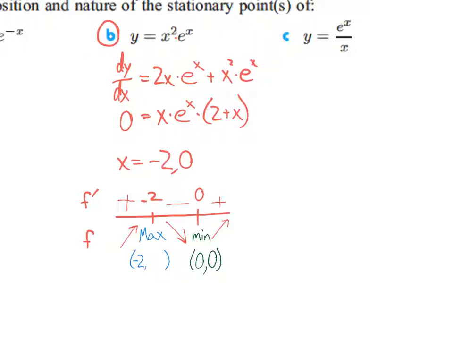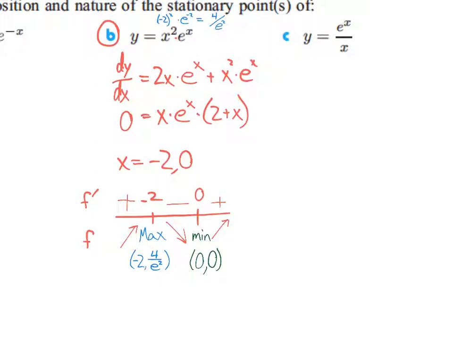0, 0. If I plug in a -2, I would have -2 squared times e to the -2. That's going to be 4 over e squared. And you can just leave your answer that way. It's exact. So 4 over e squared. If you were having to graph this, then as a decimal that would be a lot more useful, but for right now, that's fine. You can approximate what that would be.